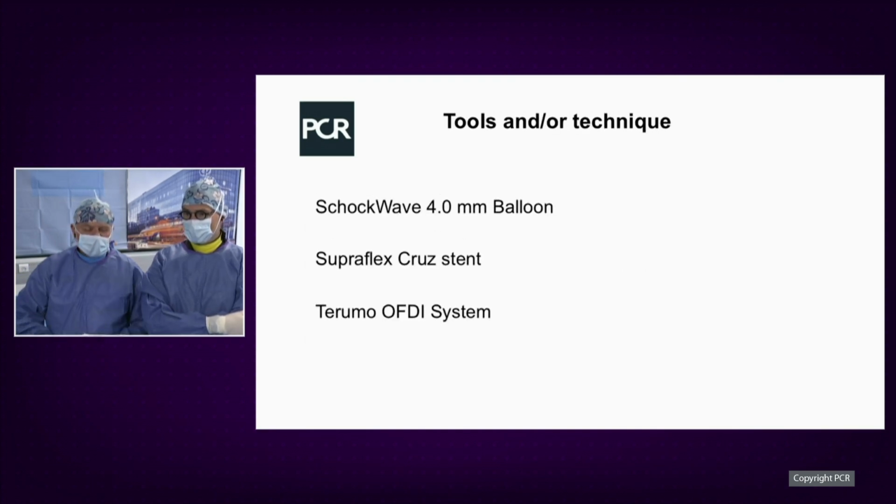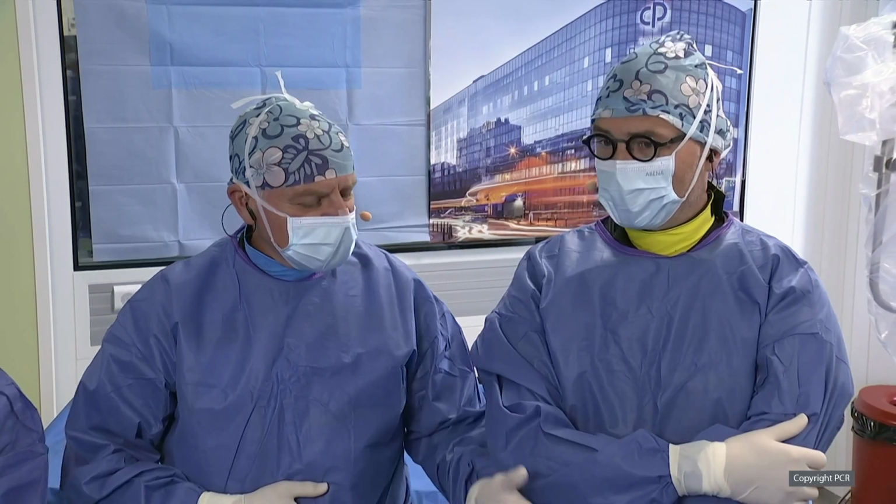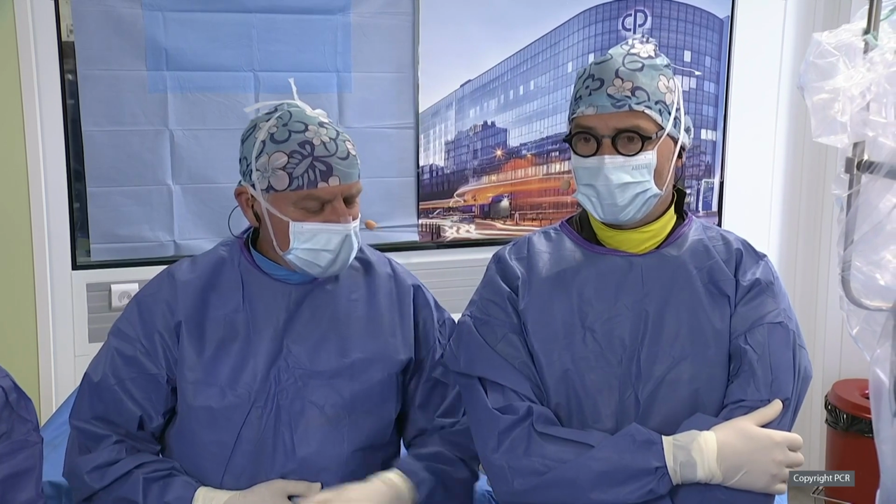It could change during the procedure, but that's what we intend to do. About the tools and techniques, we will use a Shockwave 4.0 millimeter balloon. We will address that because on the MSCT the left main was 4.25 and the LAD was 3.0. We have reviewed the angio and discussed why we will choose the 4.0. Then the Supraflex Cruz stent, and then OCT with the Terumo I-Lumien system. Now we are in 7 French, guiding transvagal approach.